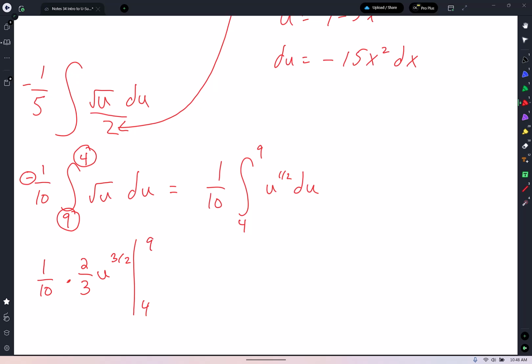This is evaluated from 4 to 9. Yeah, pause. I'm waiting. Divided by 3/2, which is the same as multiplying by 2/3. 3/2.